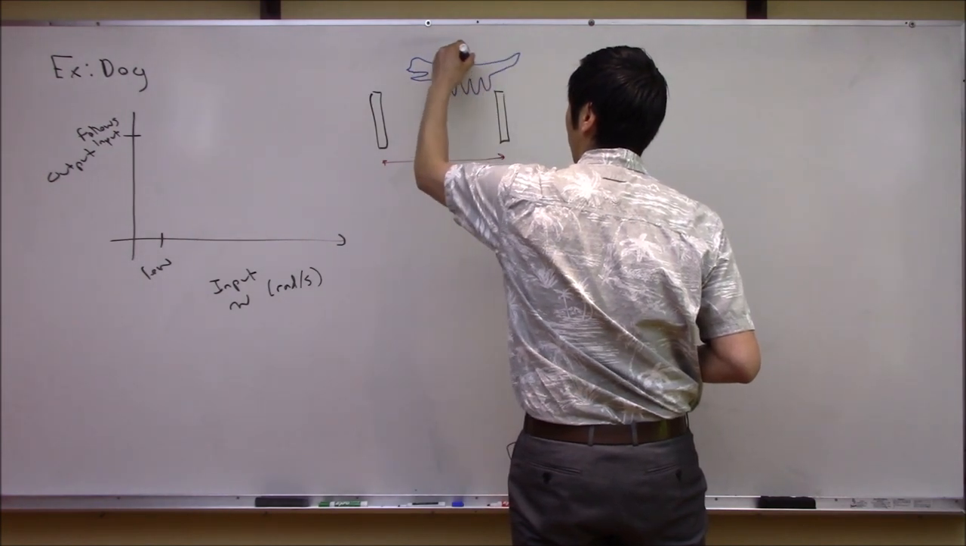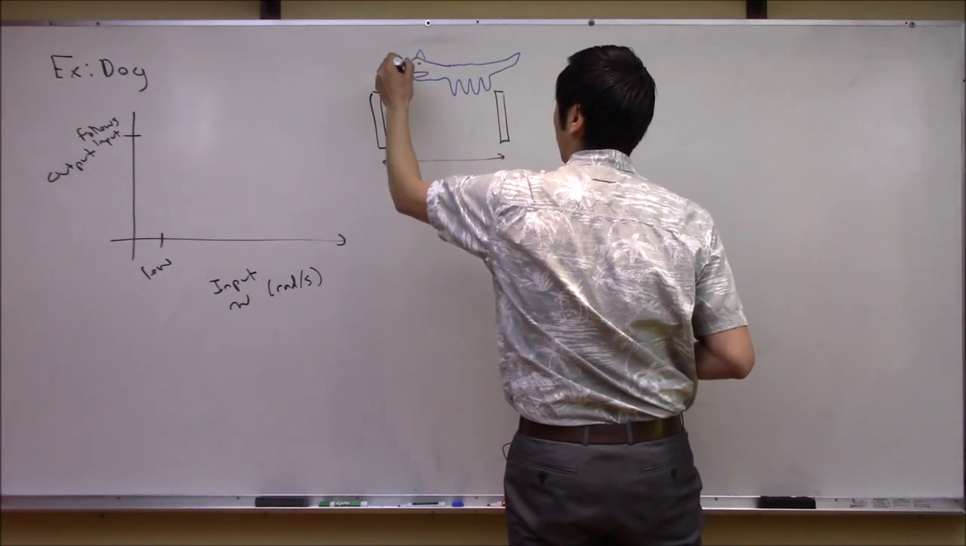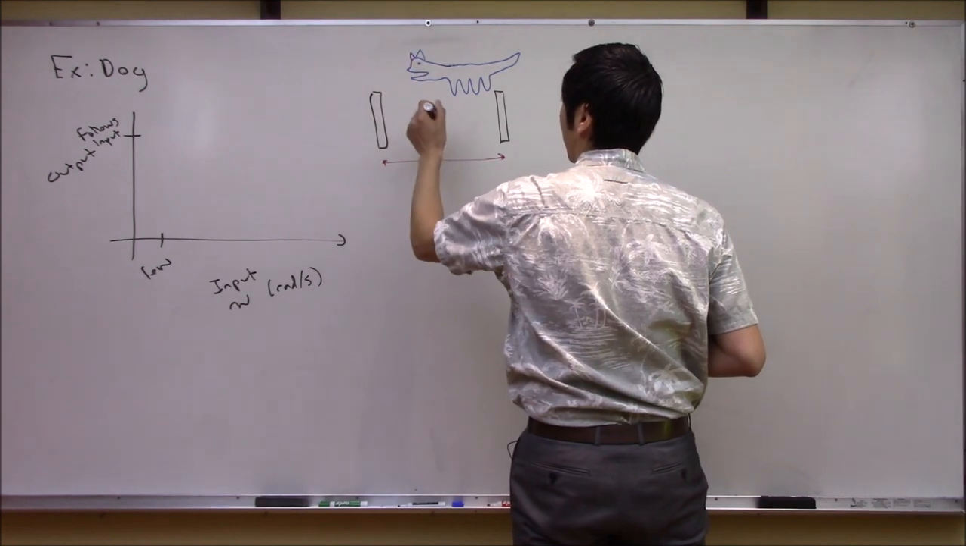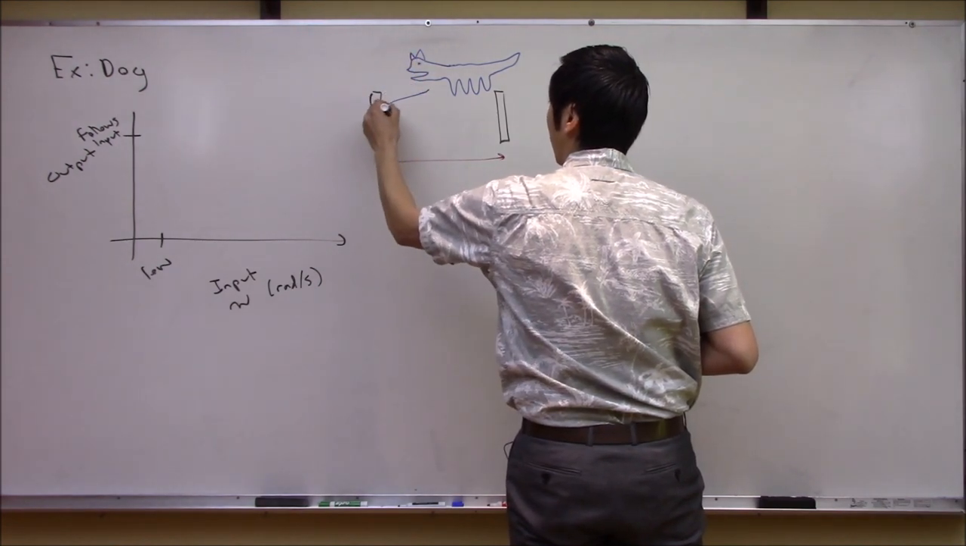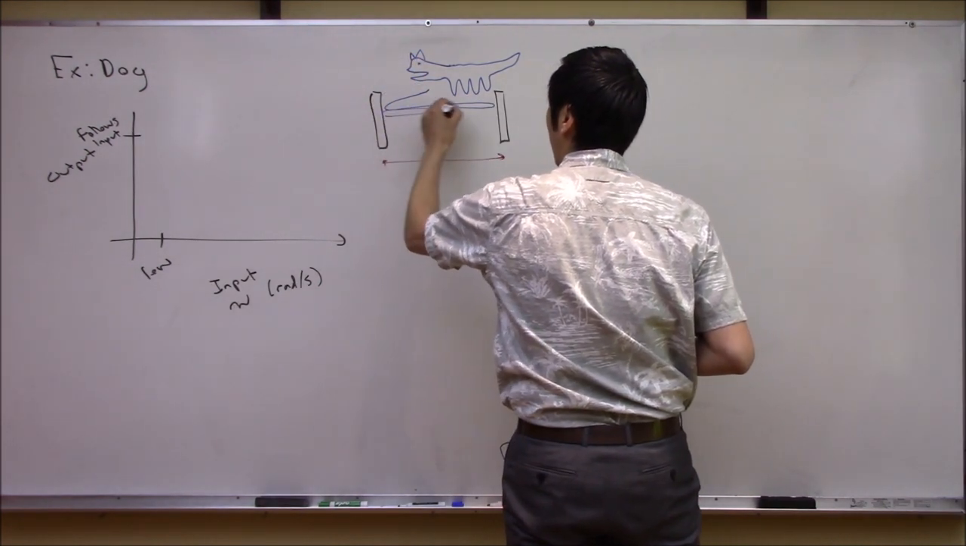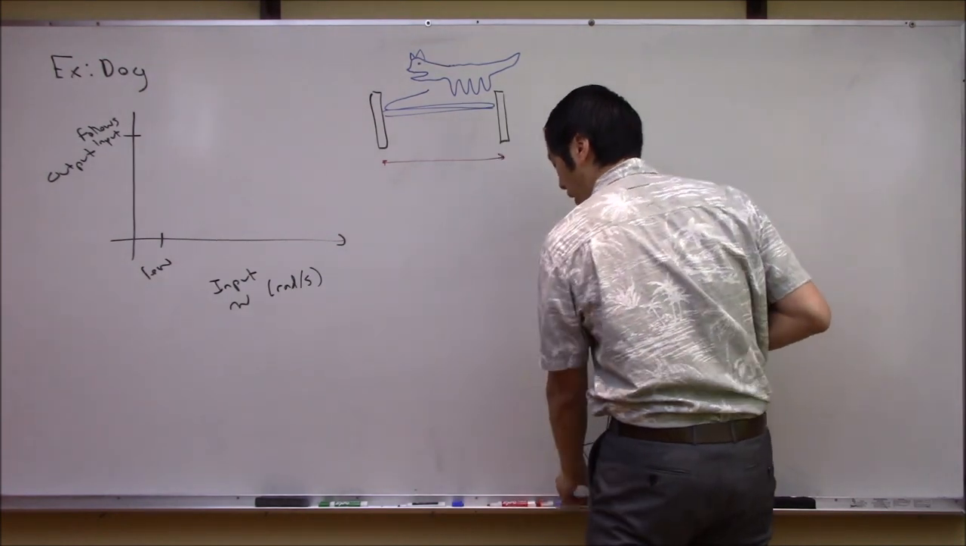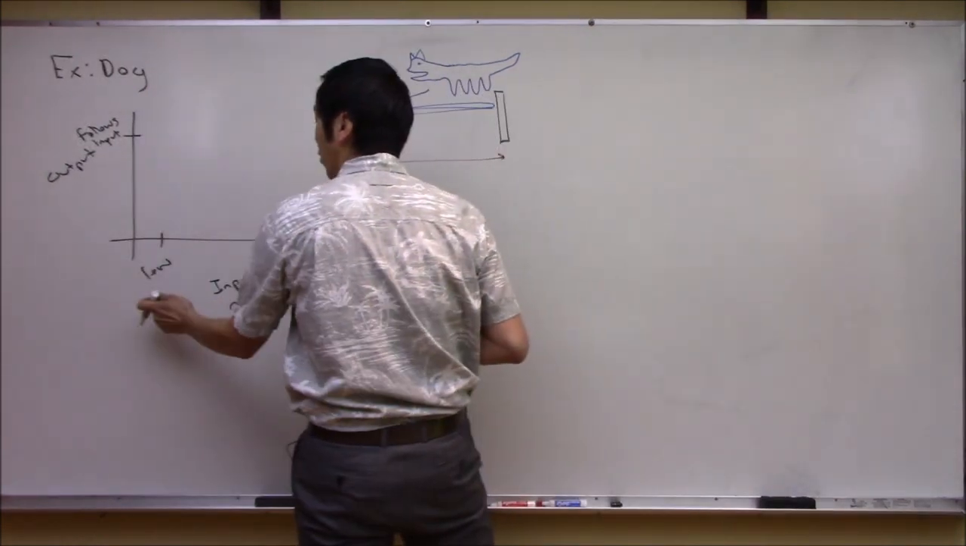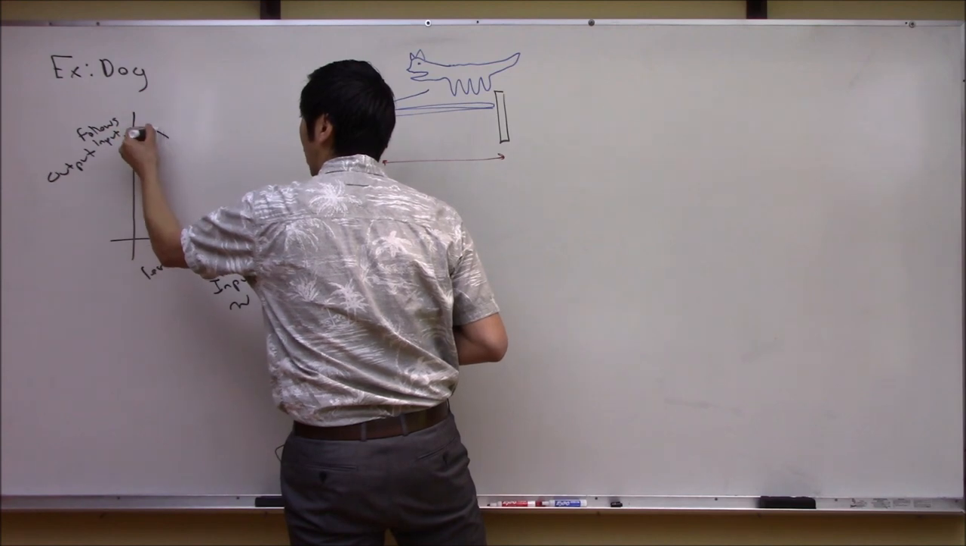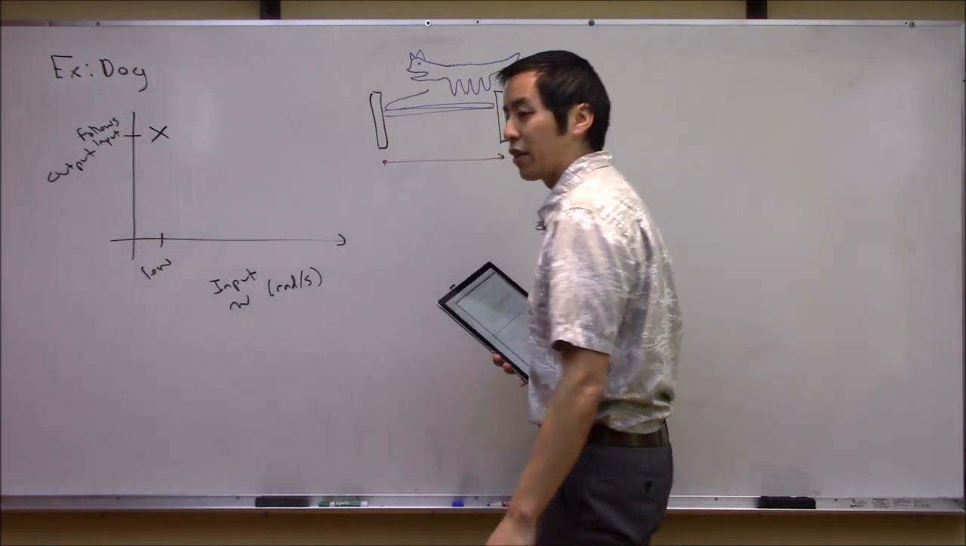2, 3, 4, and then we got a tail. Oh boy, that doesn't look anything like a dog. Well, you get what I'm trying to say. But the dog's head was able to follow it back and forth, right? And he was able to get between those two blue lines no problem, right? So at low frequencies, the system was able to track this, right?